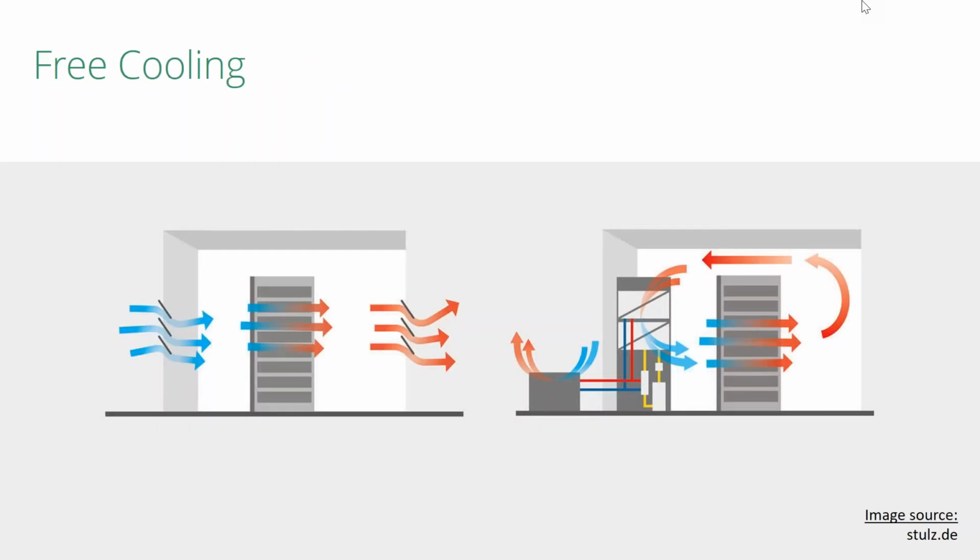Okay. And another example when dealing with HVAC optimization is free cooling. Free cooling can be described as a technique that reduces the energy consumption by using outdoor air to cool the building.